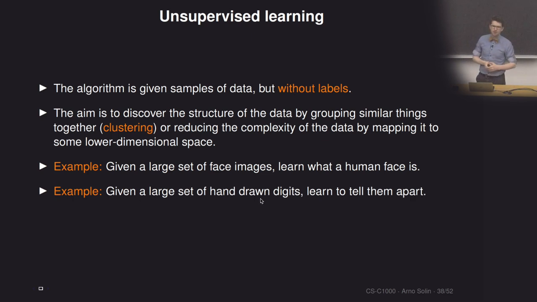Or, given a large set of hand-drawn digits, learn to tell them apart. Even if no one tells you that we have these digits from 0 to 9, if you are given a big enough sample of hand-drawn digits, you can probably figure out that these start to look similar, and these are similar, and you can cluster them into 10 clusters. Even if no one tells you that this thing is called a 1, this is a 3, and so on. Does it make sense?